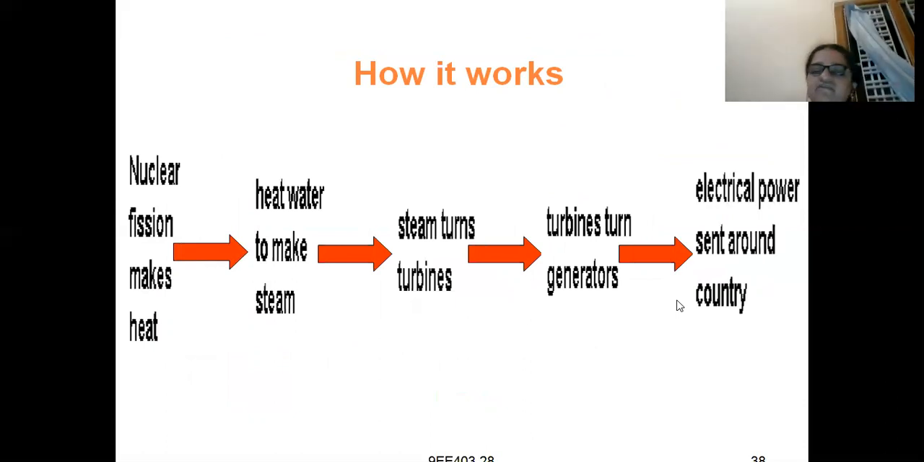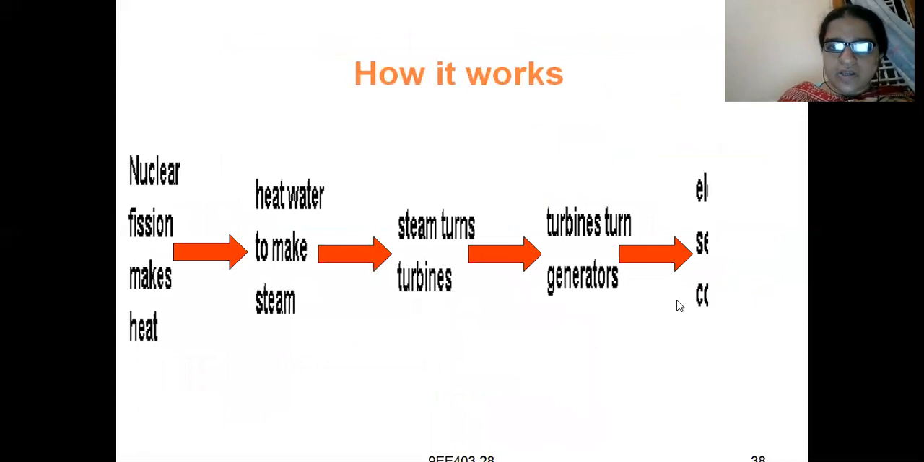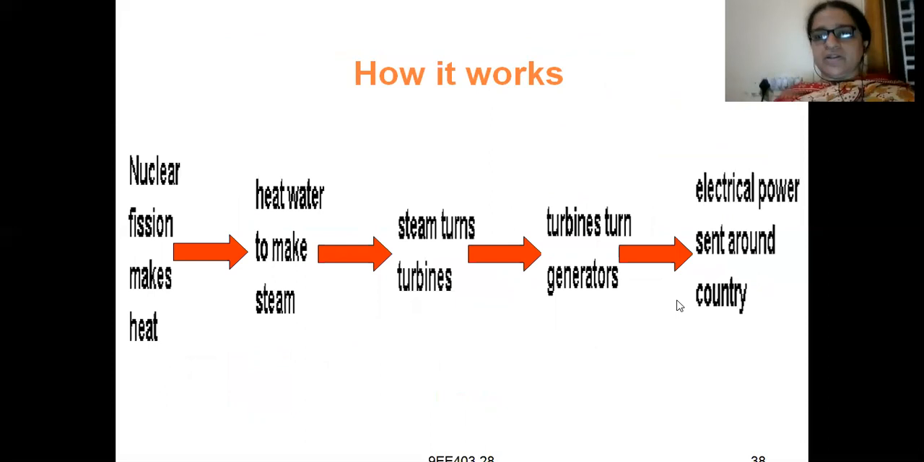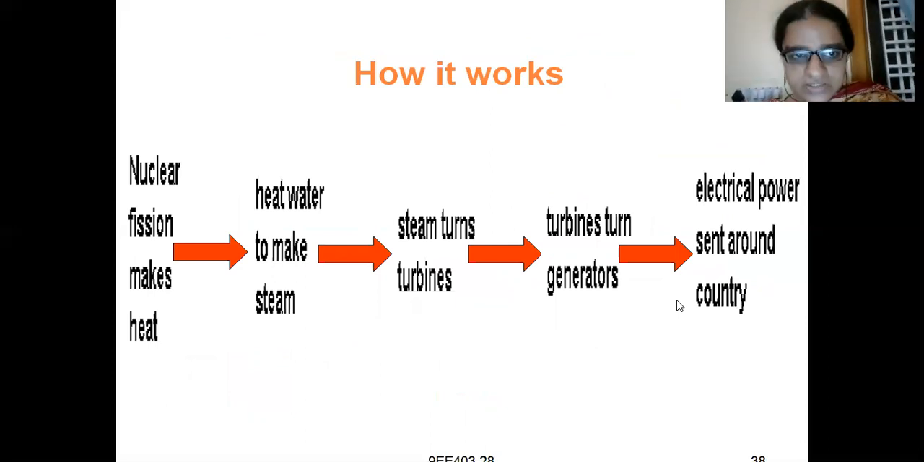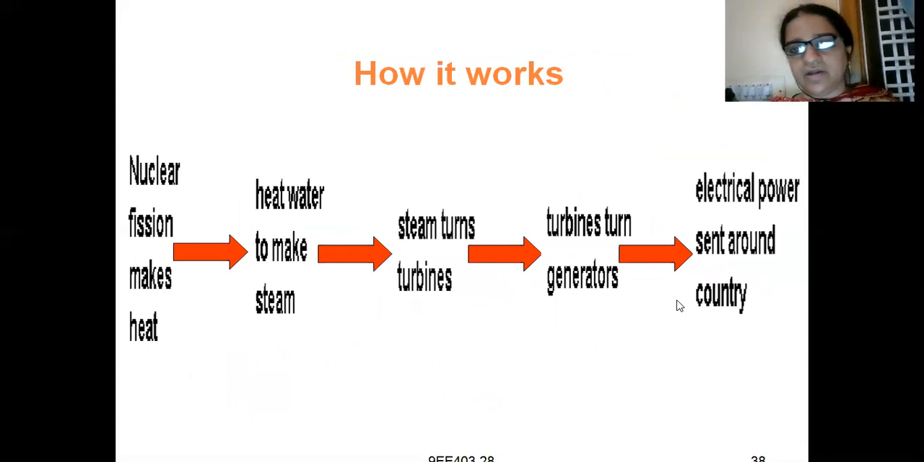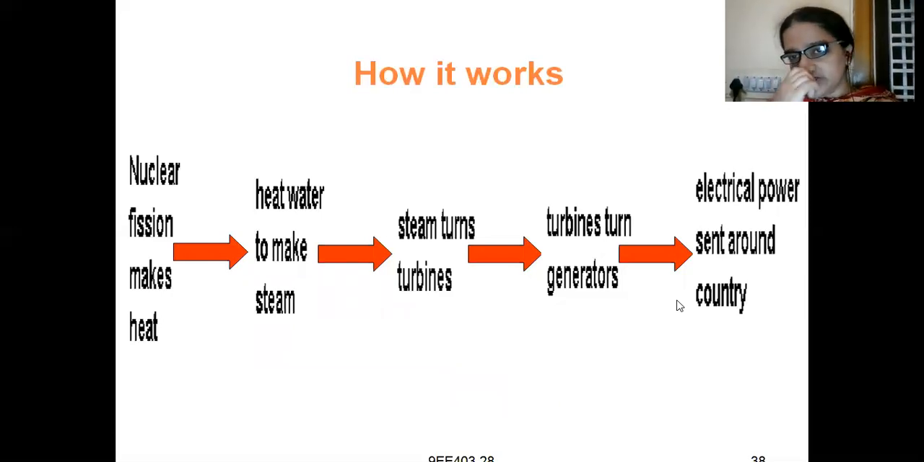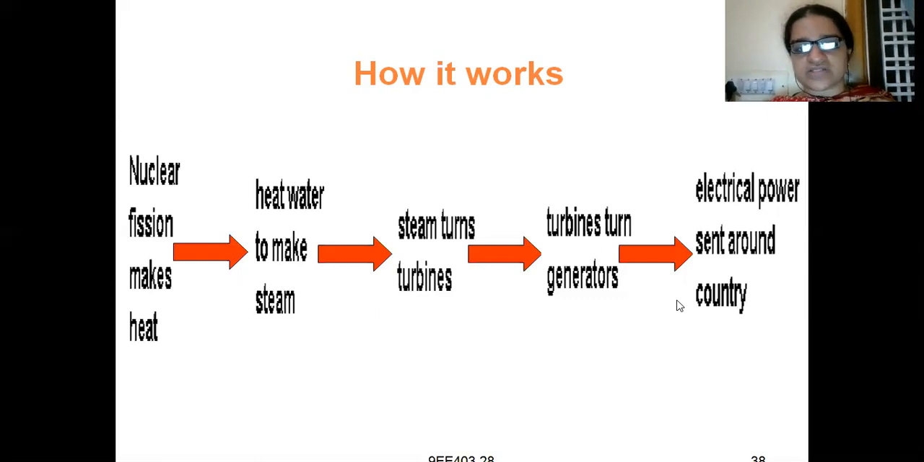Whatever I have explained, they have shown in a small block diagram type of model, showing the continuous procedure by using arrow marks. Nuclear fission makes heat. What is nuclear fission? Nuclear fission is a process in which a larger nucleus will disintegrate into smaller nuclei. Nuclear fission makes heat.